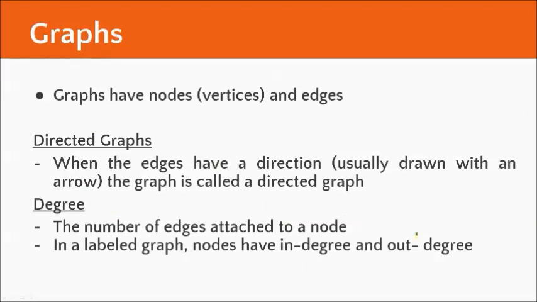So graphs. Next is the graphs. Graphs have nodes, vertices, and edges. If you remember the graphs. So a directed graph, when the edge has a direction, usually drawn with an arrow, the graph is called a directed graph. So for example, I have a graph. Okay, let me erase this one.